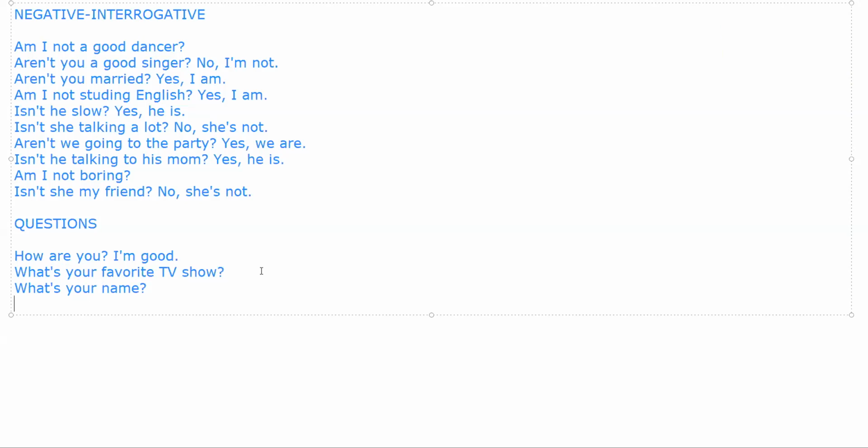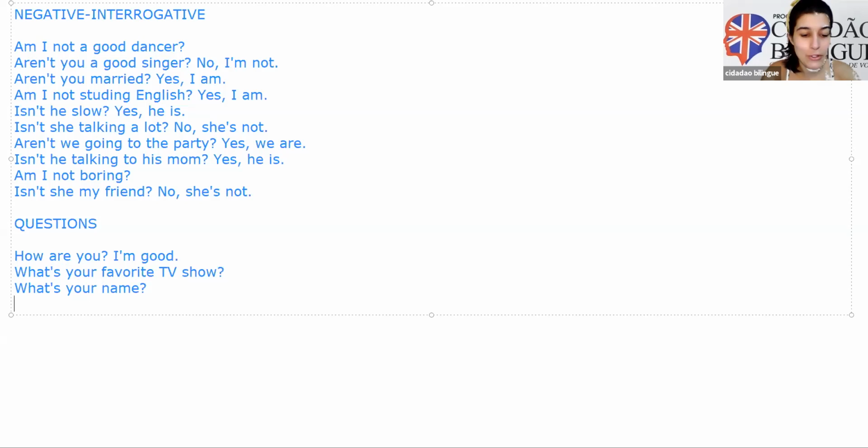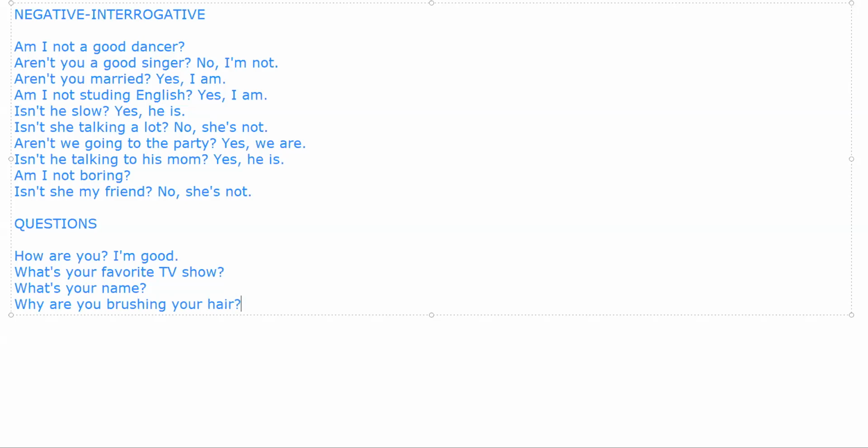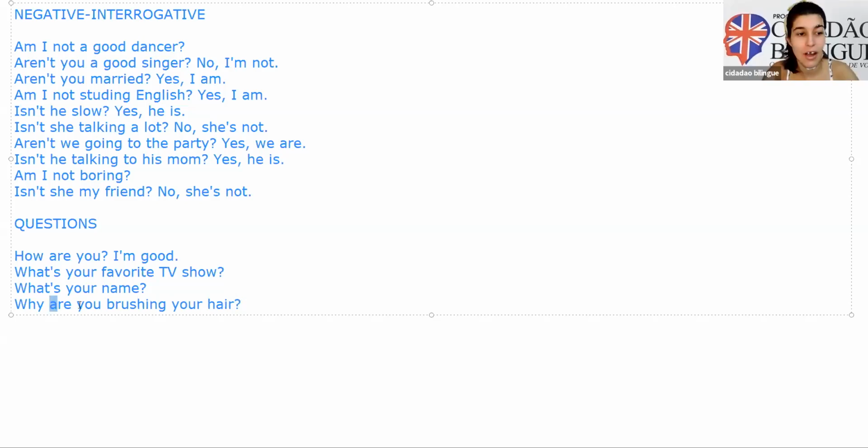Why you don't brush your hair? Tá certo? Why don't you brush your hair? Yes, okay, it's right. Correct, but we are using don't in this case. Why don't you brush your hair? We could say, why are you brushing your hair? Okay.